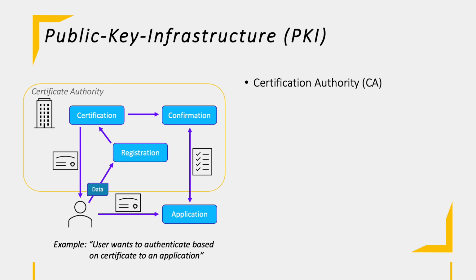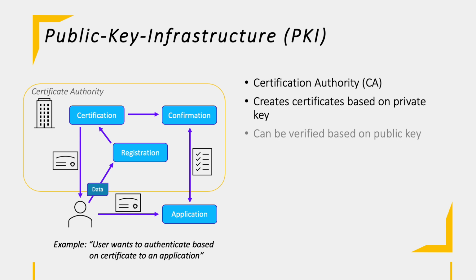Let's talk a little bit about the process of how to both retrieve a certificate from a CA and also how to use it. On the left-hand side, you see an example structure of a certificate authority and the different functions the certificate authority has. For example, it creates certificates based on its own private key. It can be used to verify them based on the public key.